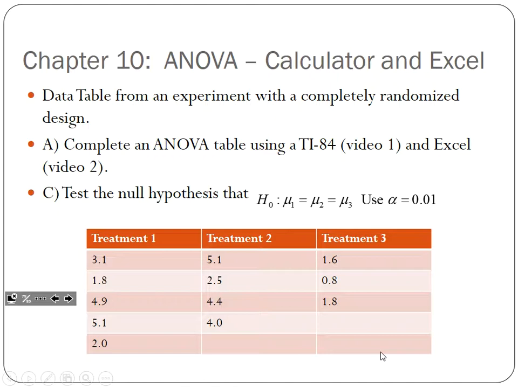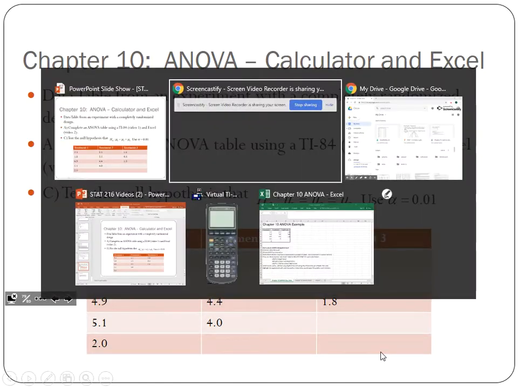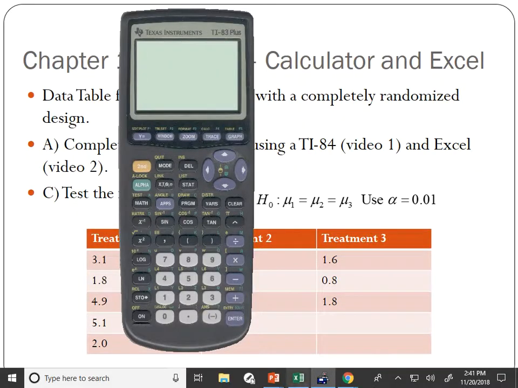And what we want to do here, our ultimate goal, is to take a look at this experiment and test if the three means are equal. The alternative hypothesis would be that one of them is different. We're using a significance level of 0.01. So in the first video here, we're going to use a TI-84, which is right here.